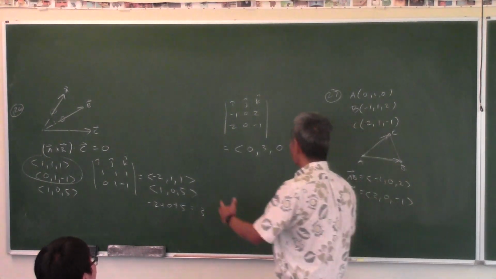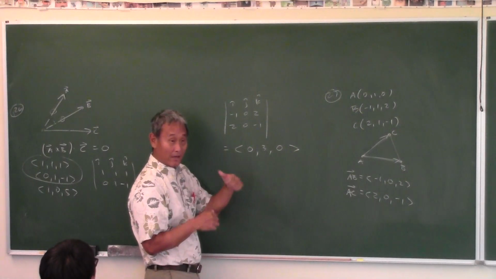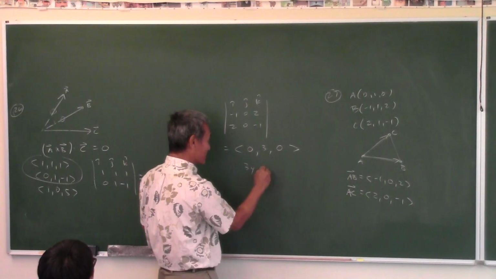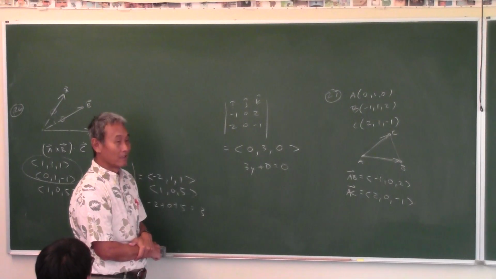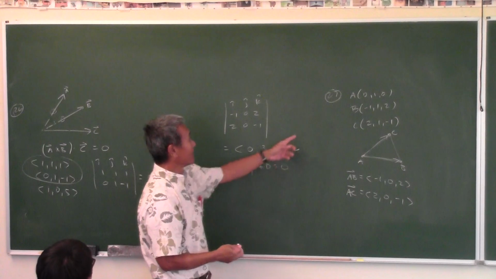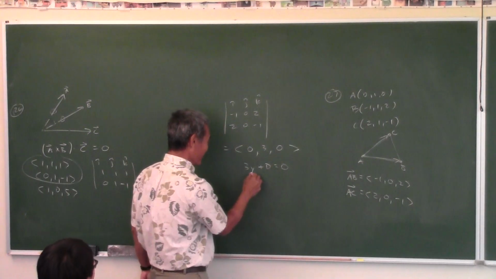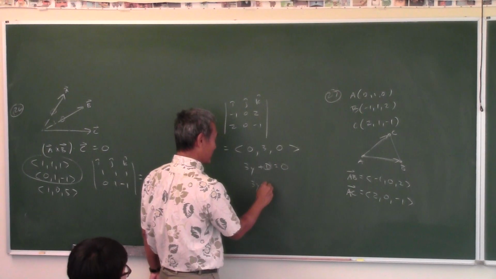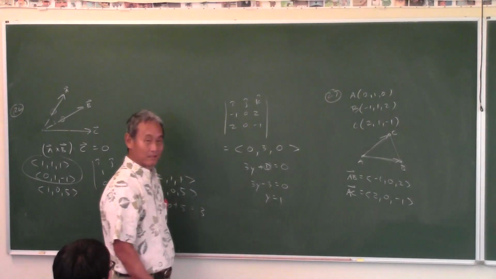Okay, so if this is correct, then this vector is perpendicular to the plane. Therefore, the equation of the plane is 0x plus 3y plus 0z plus d equals 0. How do I figure out the value of d? Plug in one of these points, which gives 1. So d is negative 3. So 3y minus 3 equals 0. Isn't that just y equals 1? That's the answer.